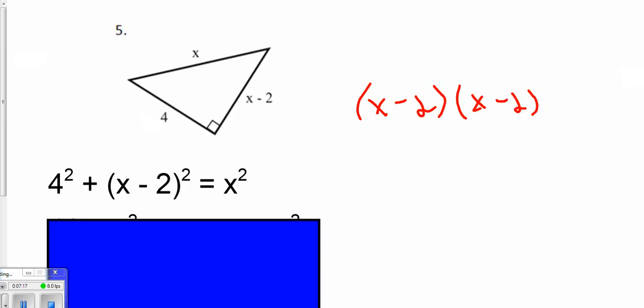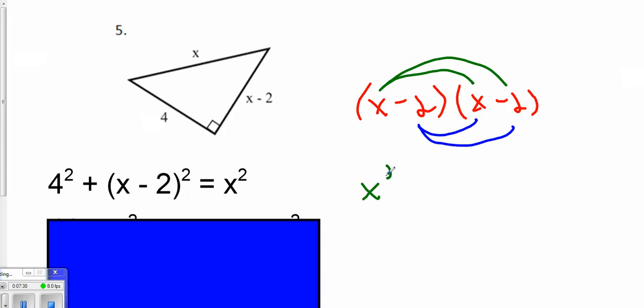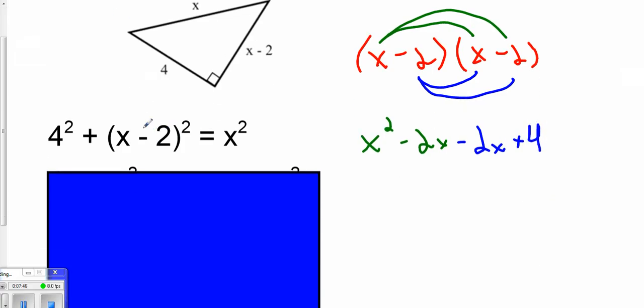So it looks something like this, which means we have to FOIL: x times x, x times negative 2, negative 2 times x, and negative 2 times negative 2. X times x makes x squared. X times negative 2 makes minus 2x. Negative 2 times x gives us another minus 2x. Negative 2 times negative 2 is positive 4. Then we would combine like terms if we can.